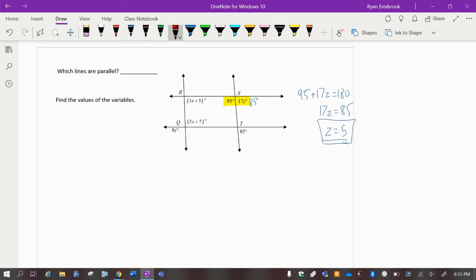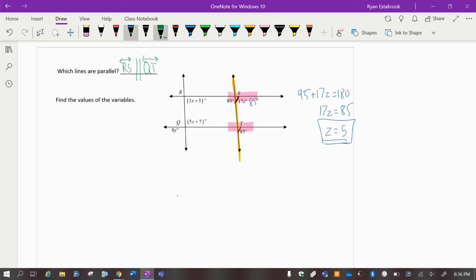But probably even more importantly is noticing that since this angle is 85 degrees, and this angle down here is 85 degrees, these corresponding angles are equal. I'll use the highlighter here: line, transversal. These corresponding angles are equal between those two pink lines. So I know the pink is parallel to pink. Line RS is parallel to line QT. I know that to be true.